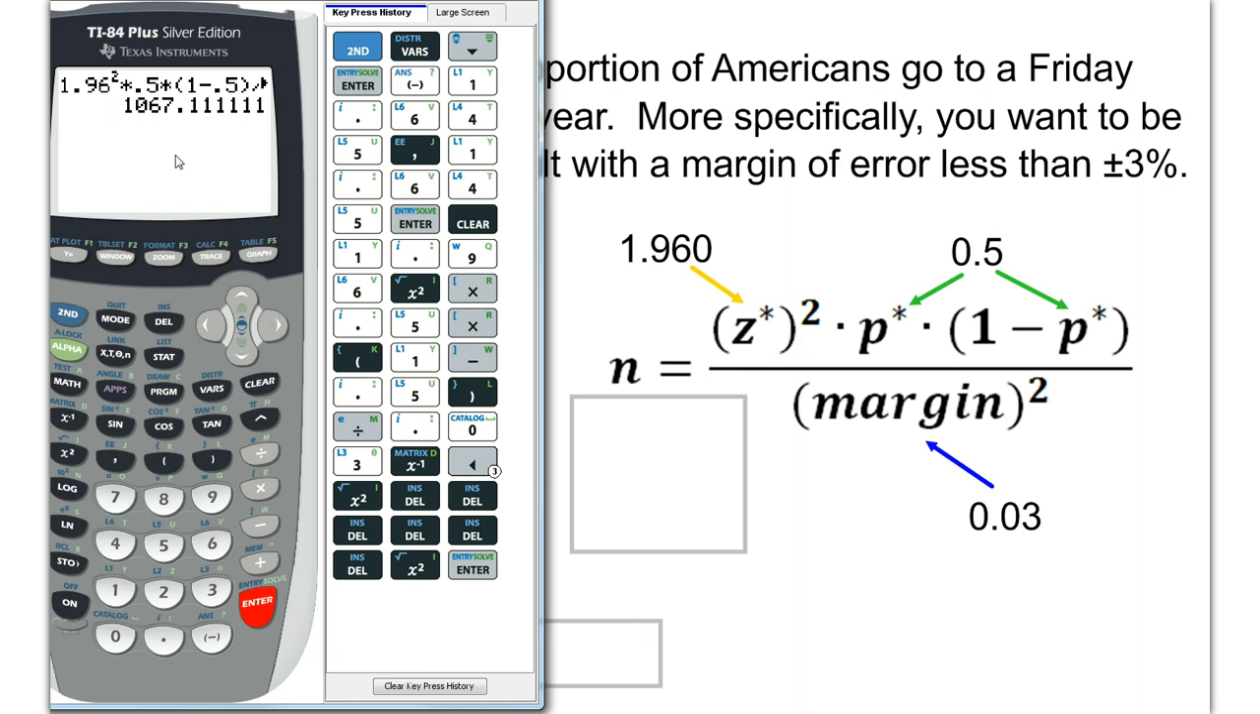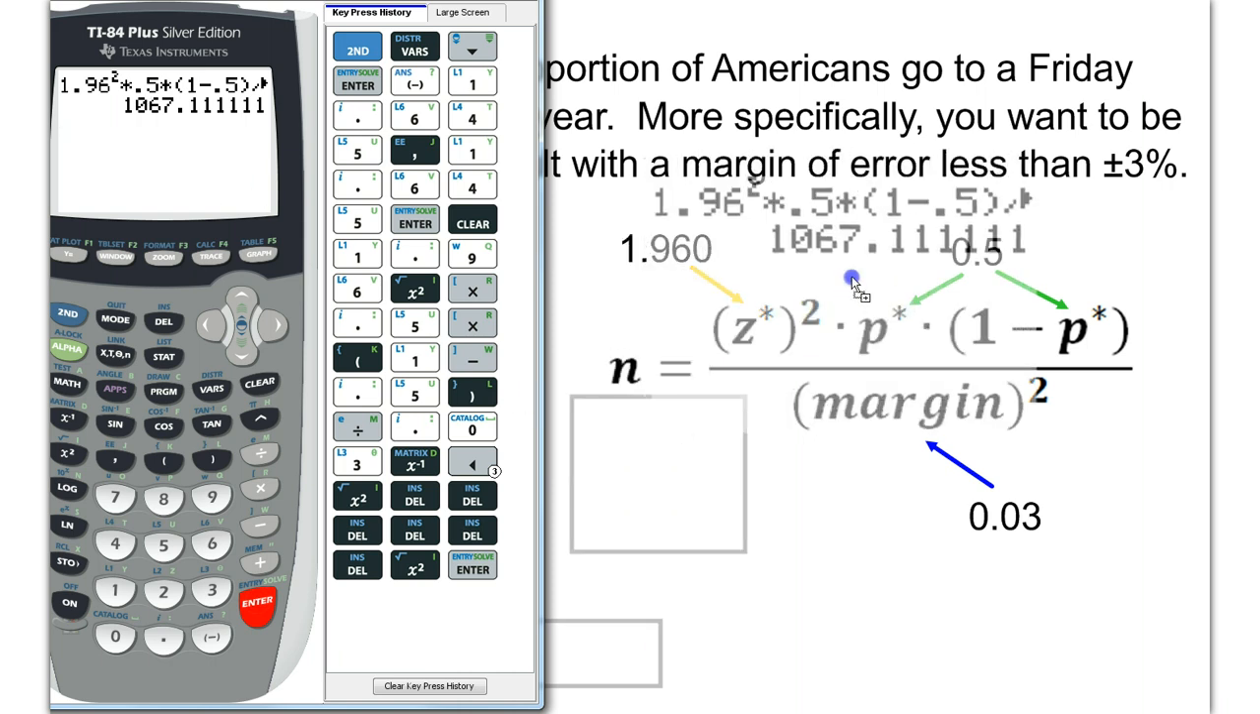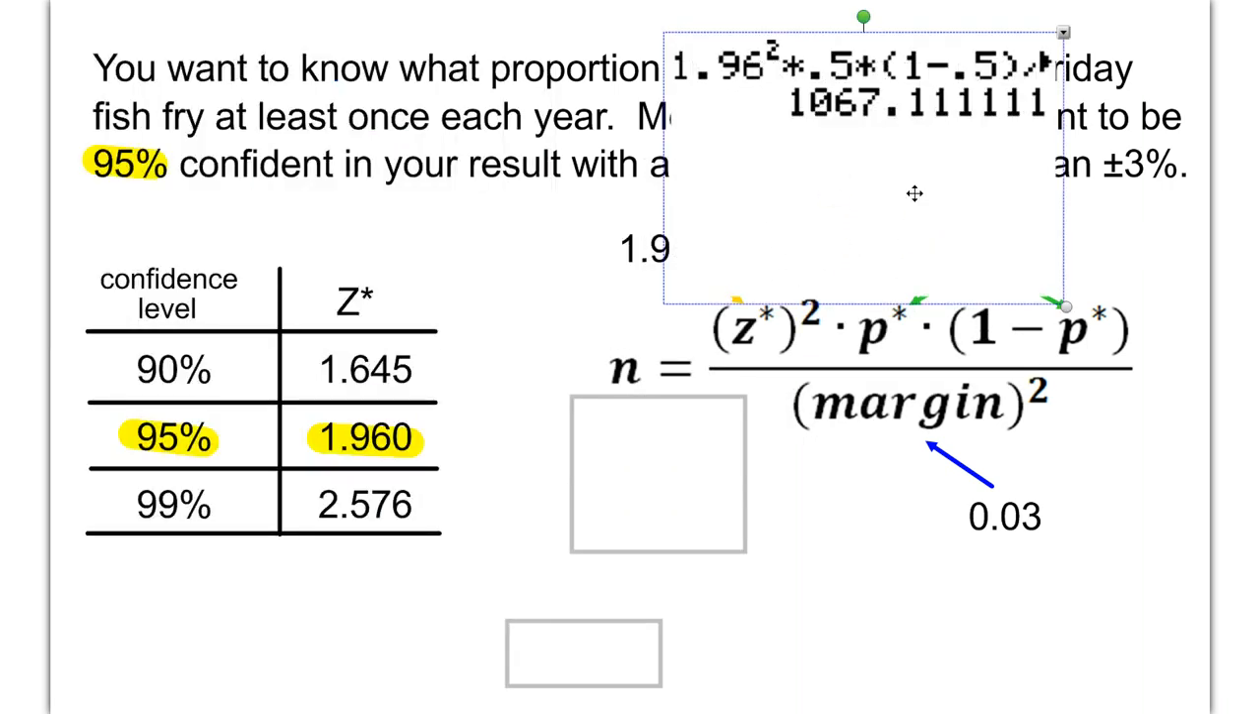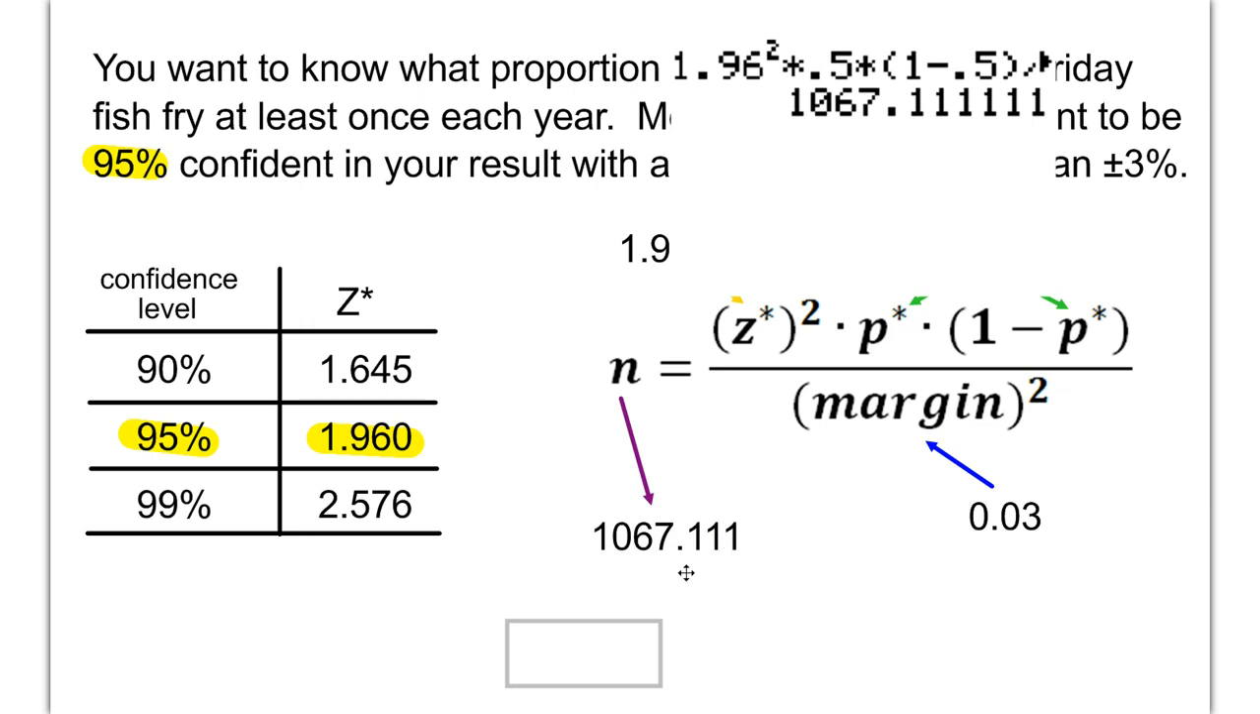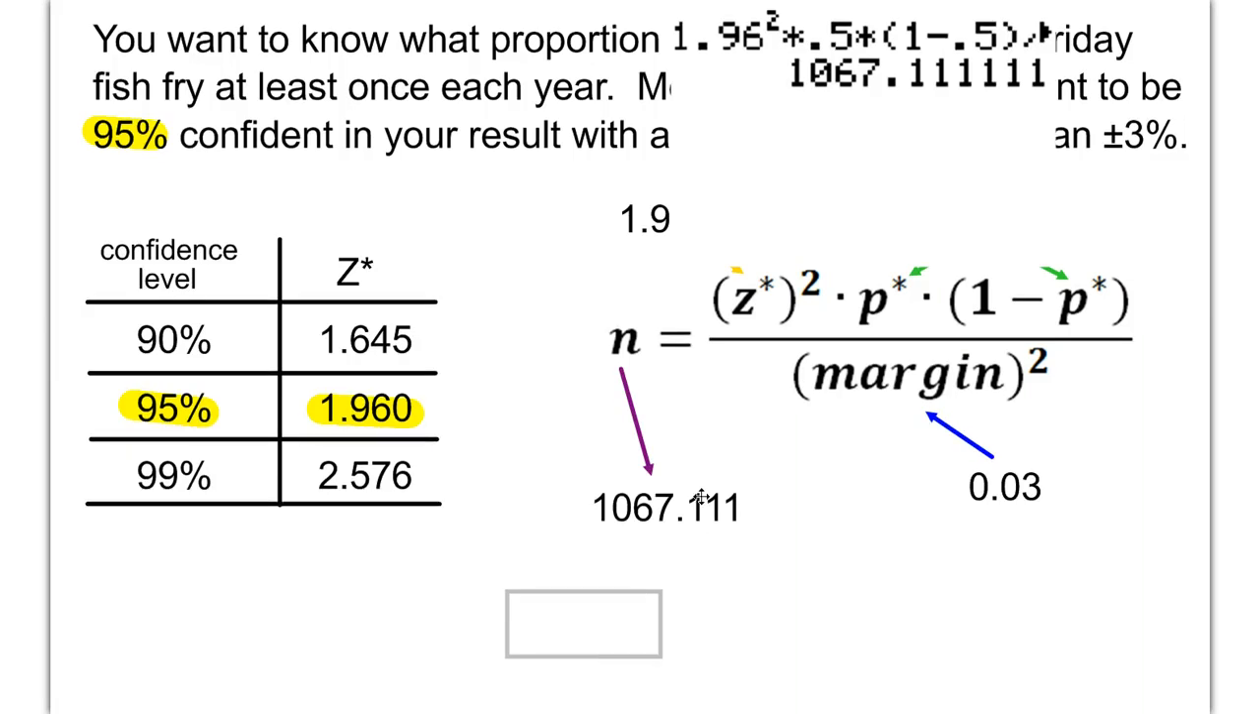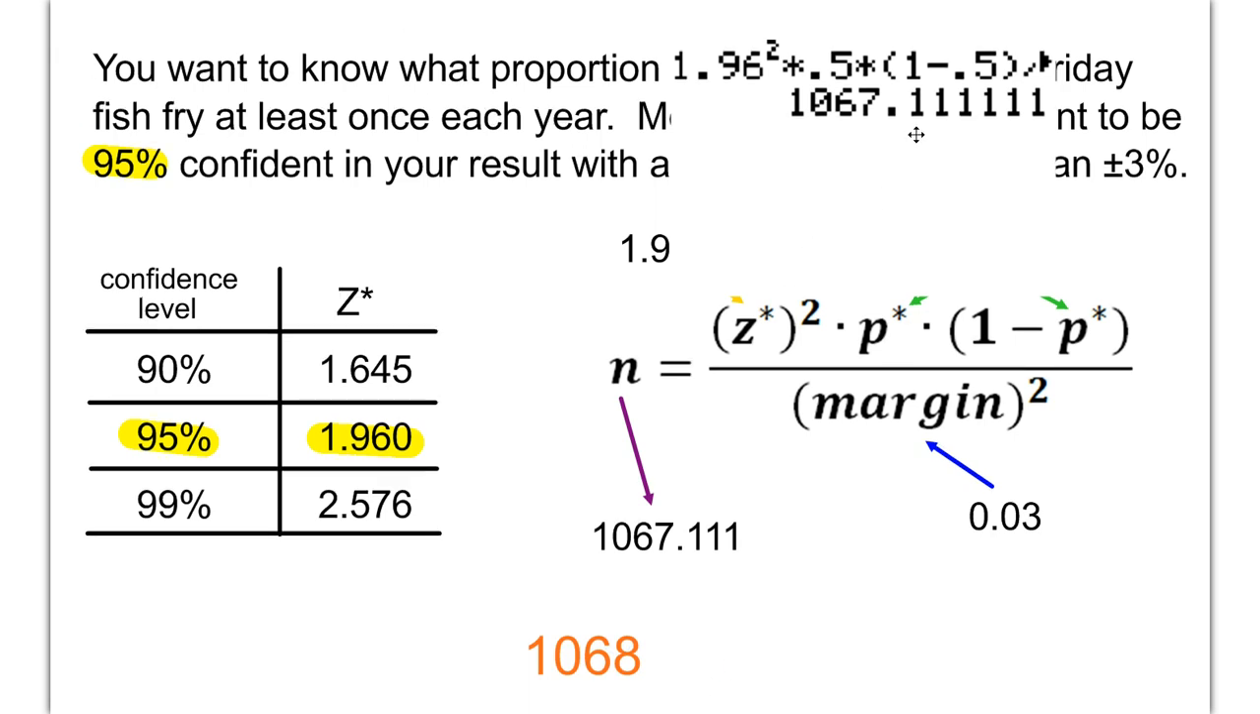And once you got that in there, you get your result. So I'll leave that up here for just a sec. We end up getting 1067.111, and we always have to remember we have to round up that value. Even though it's 0.111, we always round up. So that's going to end up being 1,068 people.